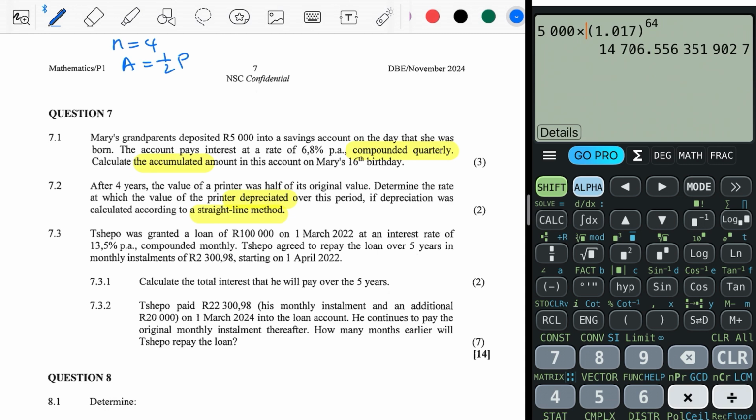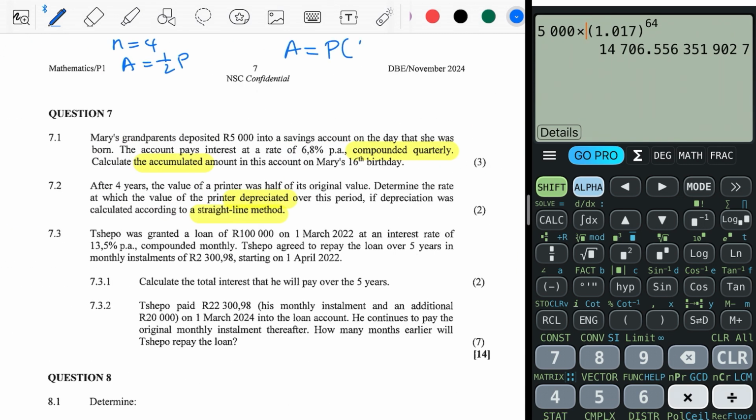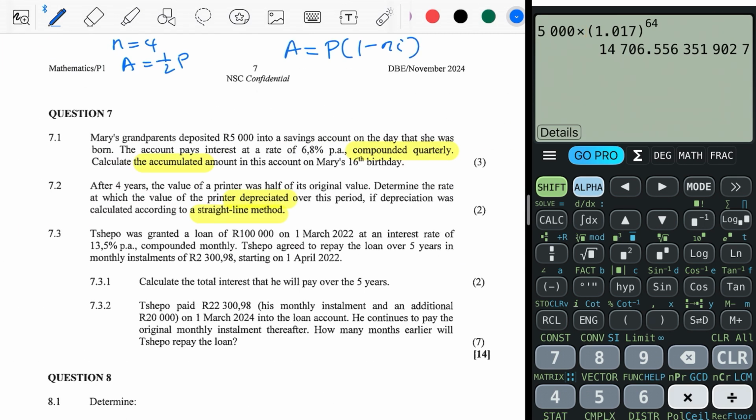Okay, cool. So we have A is equal to P(1 - Ni). That's the formula we're using. And then what are we looking for? Determine the rate at which the value was reducing. So we are looking for I. Because we know A is equal to half P, so P(1 - Ni), N is 4, and we're looking for I.